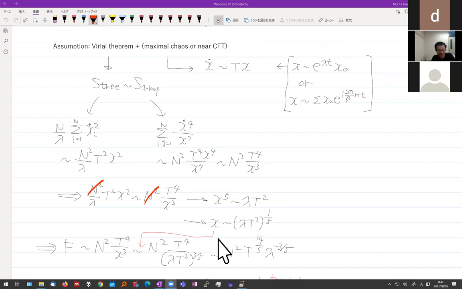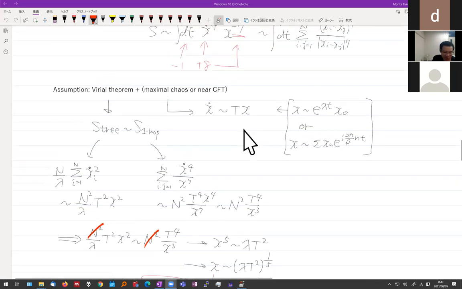That is true. We assume some thermal equilibrium state, in the sense that we know the time development. So in that sense, this kind of explanation is not so reasonable.